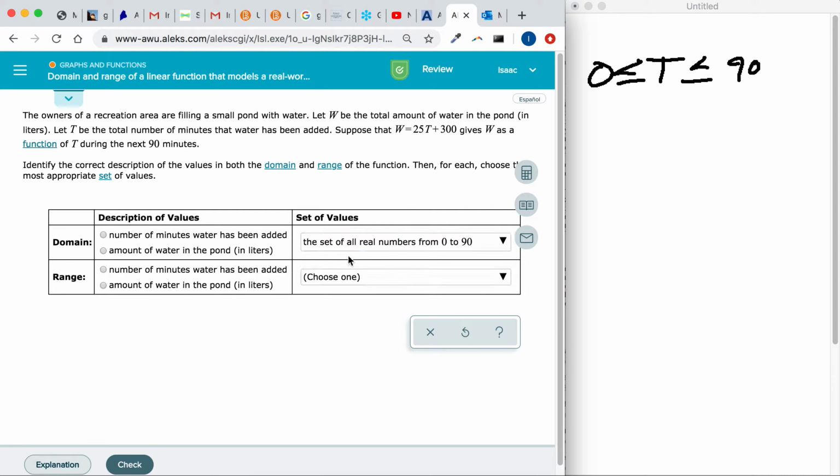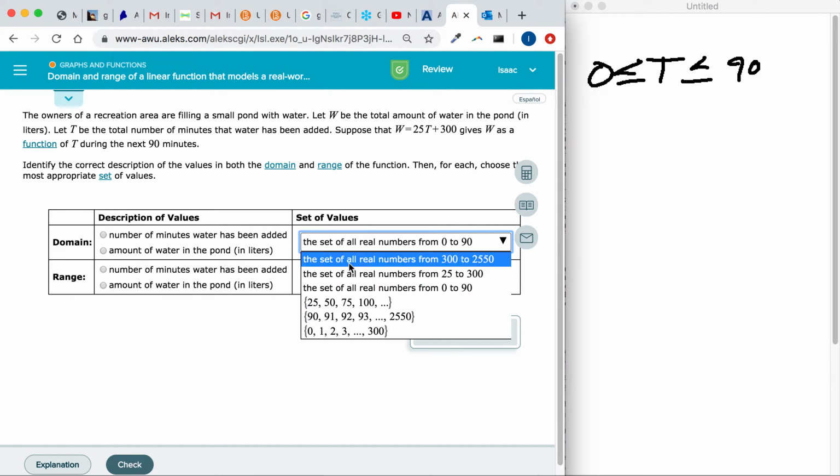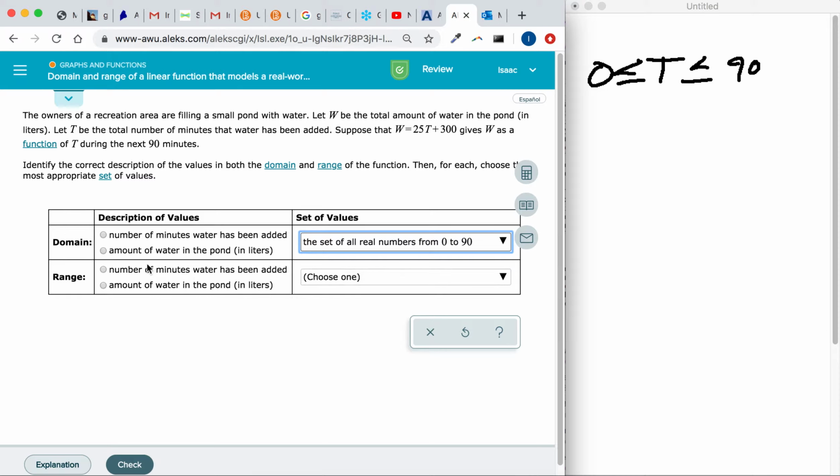I didn't pick this one because T is supposed to be, like we just said, up to 90 minutes. So it can't be this one because that's way over 90. That involves numbers over 90. This one's good. These are all involving times that are over 90 minutes. And like we said, the domain is the number of minutes the water's been added.